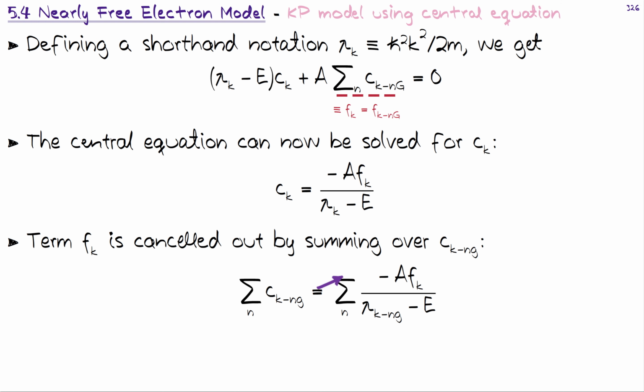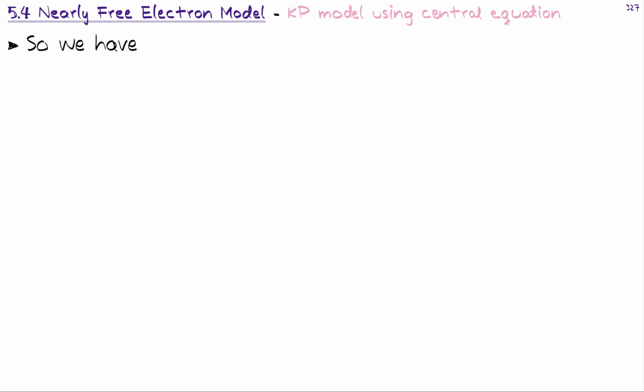But this way we see that this left hand side we can just write as f_k, and that's nice. Because when we do that, we have f_k on the left hand side and f_k on the right hand side, and we can make them go away from that equation, and we have an even slightly simpler form. So now the f_k's vanish, so we have 1 over A turned onto the left hand side of the equation, that must be equal to minus the sum over n of terms 1 over lambda_(k-nG) minus E.